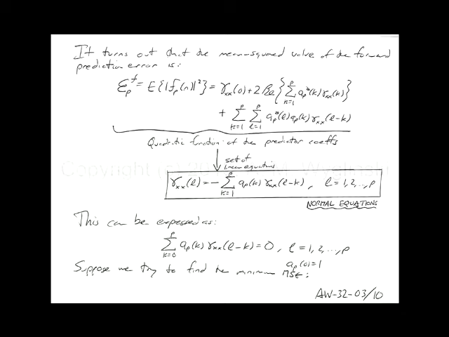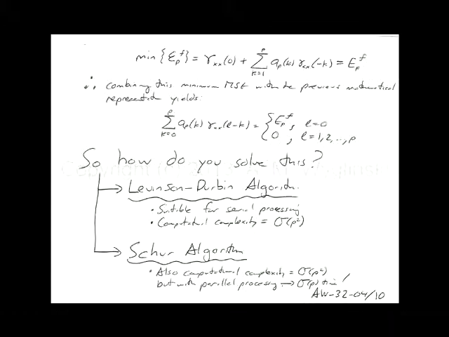What happens is that for every autocorrelation function of x, where 2 points are separated by l in time, it's going to be equal to minus the sum of a_p(k) multiplied by the autocorrelation function of x at l minus k, for l ranging from 1 to p. So this creates a system of p equations with p unknowns. We have a linear system of equations, now we need to solve it. And so how do we solve it?